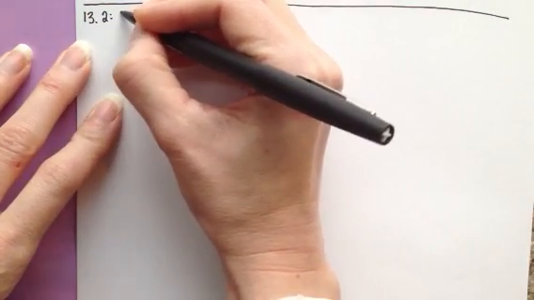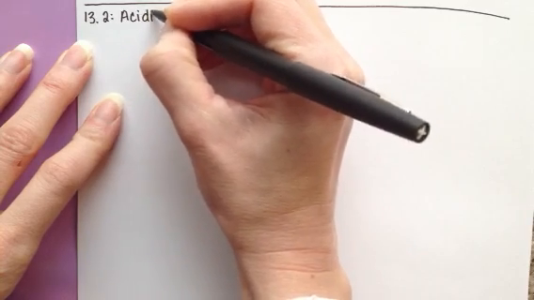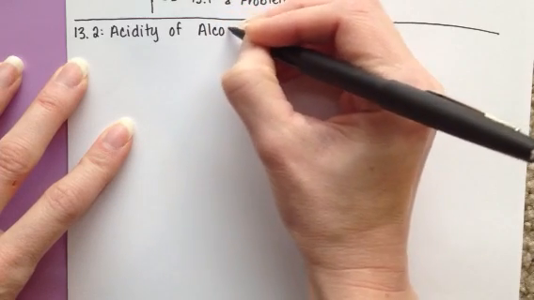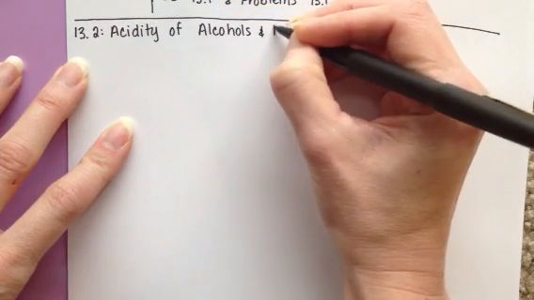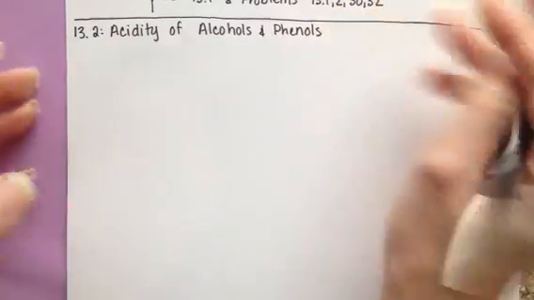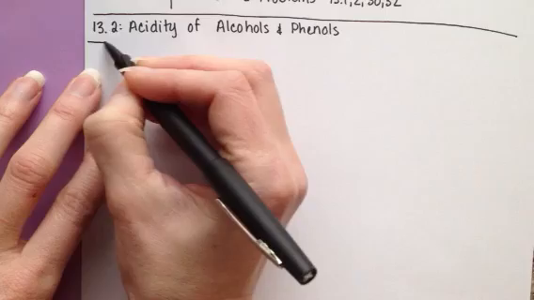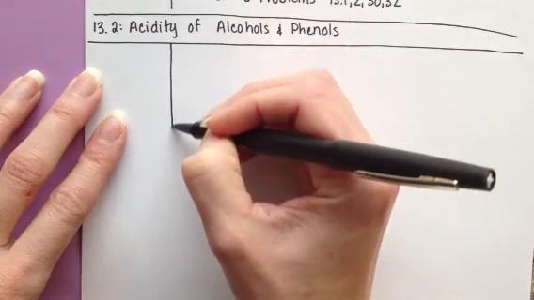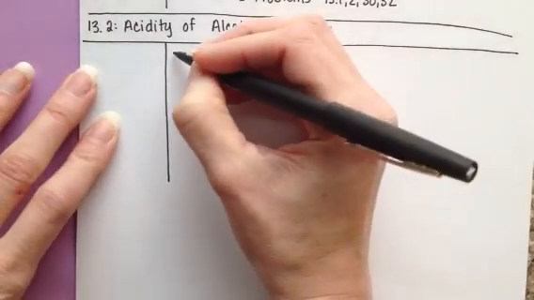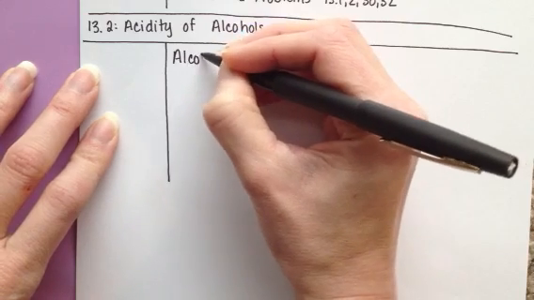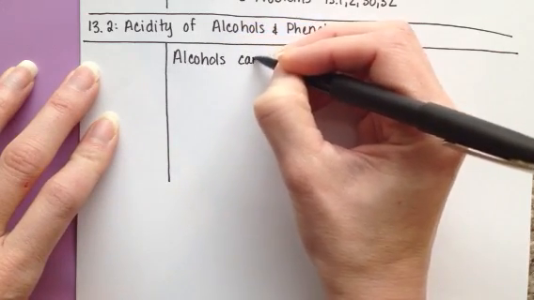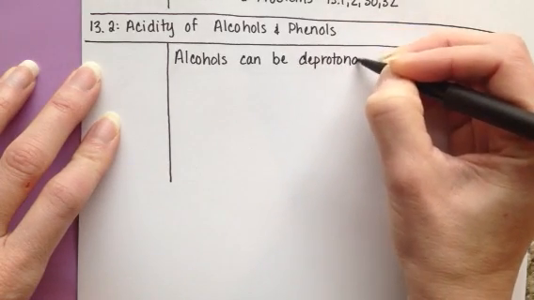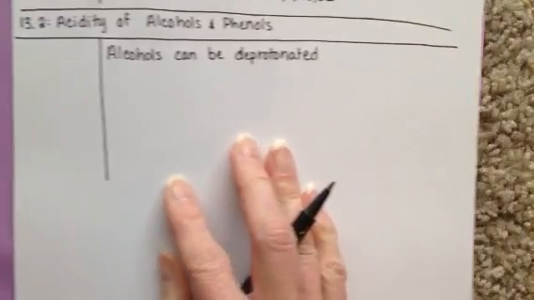Section 13.2 is on the acidity of alcohols and phenols. Alcohols can be deprotonated with a strong base. And because they can be deprotonated, that means that they are acidic.